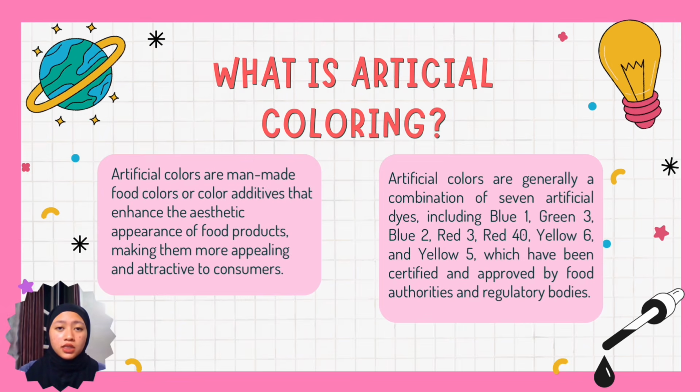First of all, what is artificial coloring? Artificial colors are man-made food colors or color additives. They are often added in food and beverages to enhance their appearance, making them more appealing, colorful, and even attractive to the consumer. There are 7 types of common dye that are usually approved and certified by food authorities. These include the colors Blue 1, Blue 2, Green 3, Red 3, Red 40, Yellow 5, and even Yellow 6. These colors are widely used in food products like candies, drinks, and even snacks.